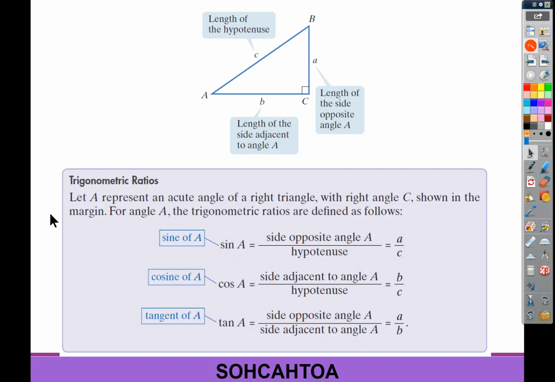What I want you to see is that sine is opposite over hypotenuse, cosine is adjacent over hypotenuse, and tangent is opposite over adjacent. You definitely need to write this down. Down at the bottom, I have SOHCAHTOA. So it's sine opposite over hypotenuse, cosine adjacent over hypotenuse, and tangent is opposite over adjacent.